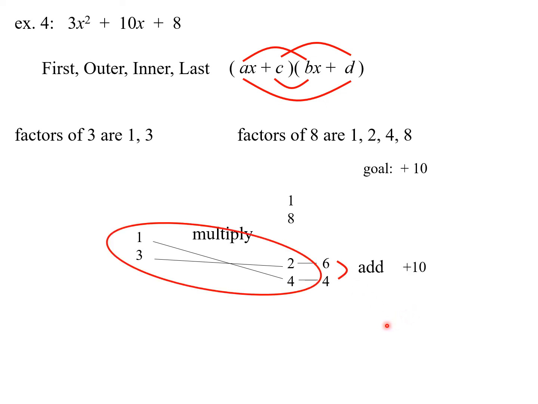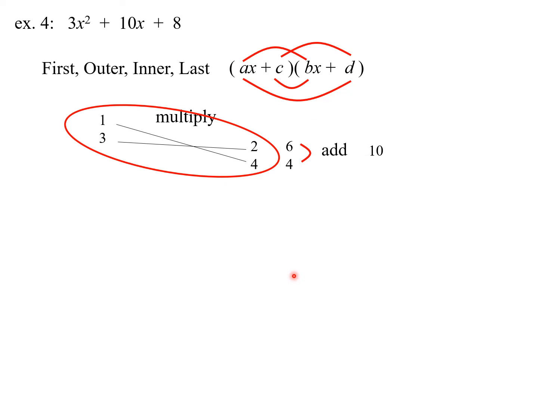my winning pair. So by listing the factors of the coefficient of x squared over here, and the factors of the constant term over here, it makes it visual. And that's the part that I like, because I don't have to keep so much straight in my head. All right, so these are my winning pair.